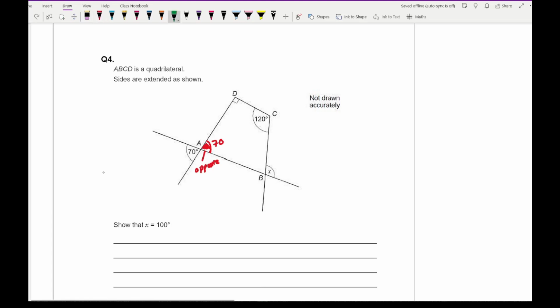I can then work out what this angle here is, because angles in a quadrilateral add up to 360, so this angle here is going to be 360 minus 90 minus 120 minus 70, and if I work that all out I get an answer of 260. And let me just double check because that doesn't seem right. 360 minus 90 minus 120 minus 70. It's actually 80.